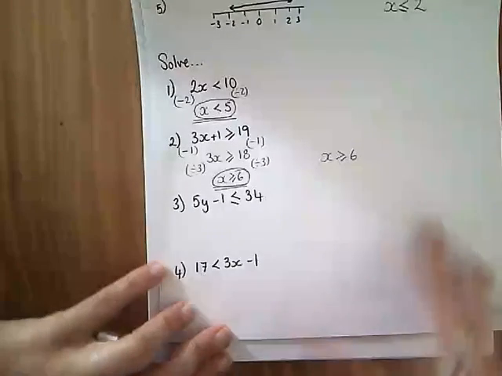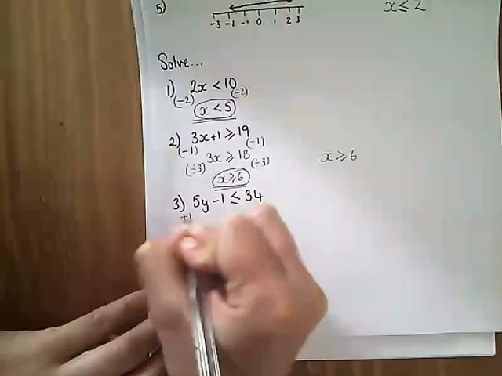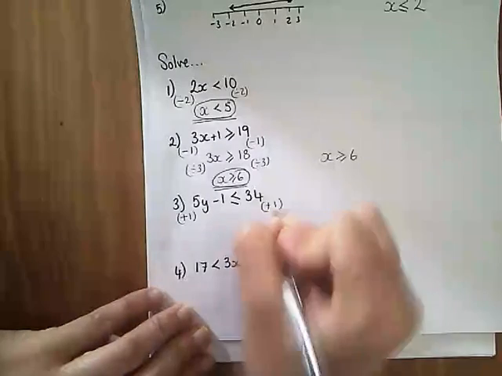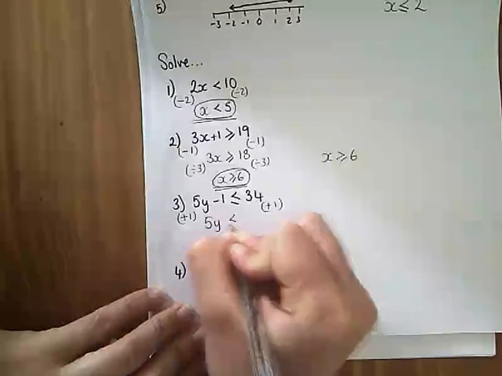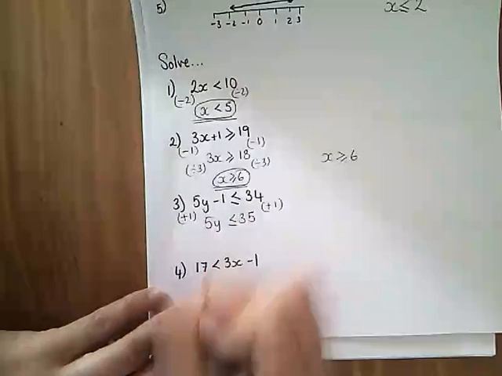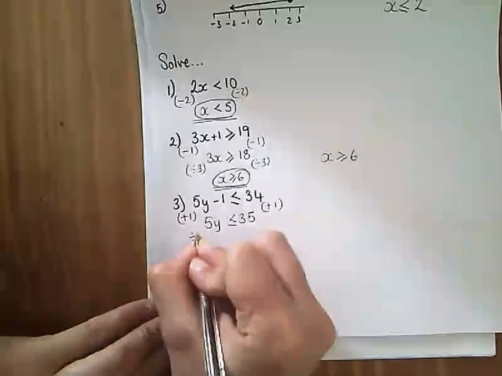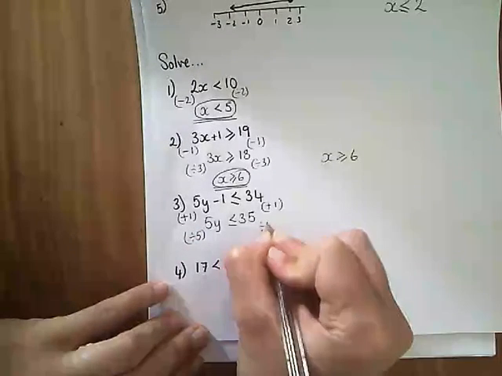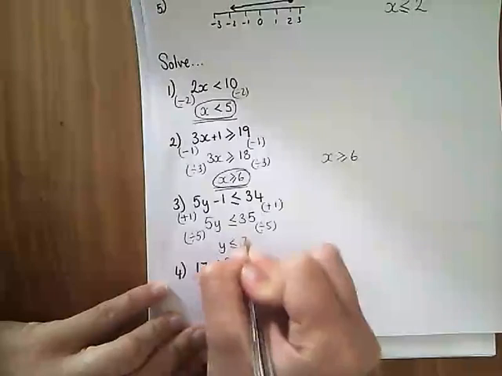Okay? So same here. Y is being times by 5 and taking away 1. So we're going to add 1 to give us that 5y is less than or equal to 35. And divide by 5 to give us y is less than or equal to 7.